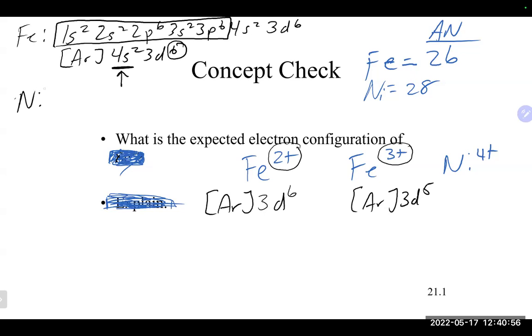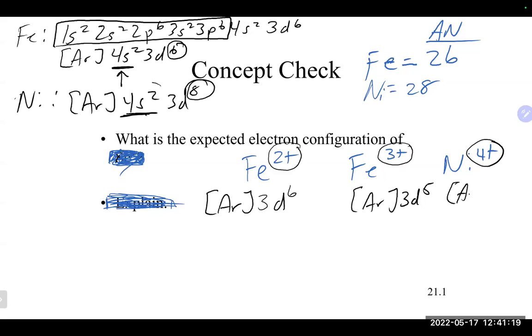Nickel, again, with no charge would be argon 4s2 3d8. So a +4 would mean it lost 4 electrons. So we would definitely take the 2 out of the 4s. We then would have to grab 2 out of the d at that point, and that would give us something like argon 3d6 in this case.